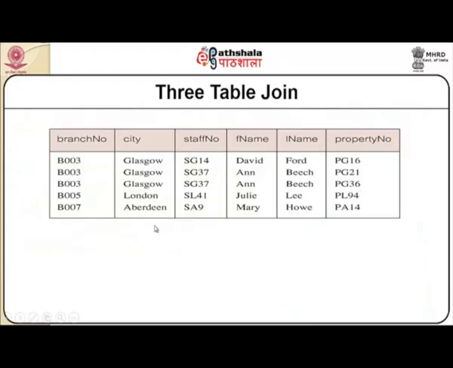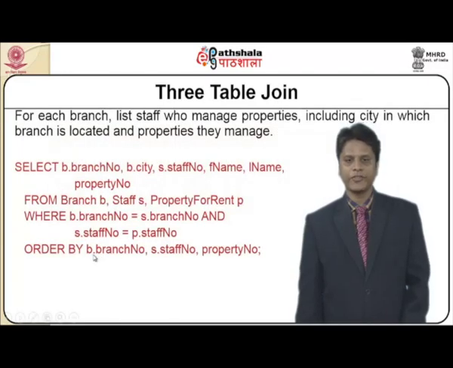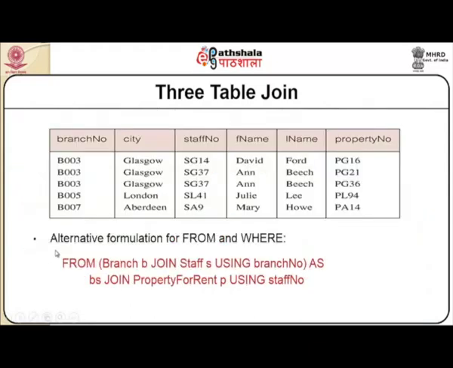So the result of this particular query will be in this format: branch number, city, staff number, F name, L name and property number, ordered based on branch number, staff number and property number, with the conditions checked across three different tables. One was branch number between B and S, the other was staff number between S and P tables. So there is an alternate formulation for from and where: from branch B, join staff using branch number as BS, join property for rent P using staff number.